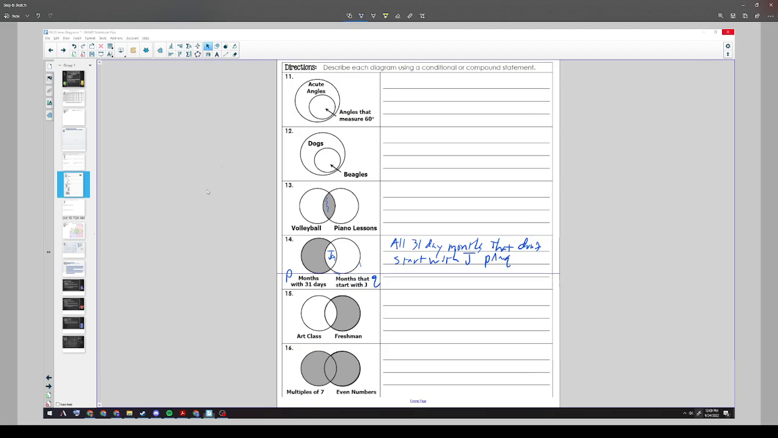Similar on the next one, this is all the freshmen who don't take art class. And then our last one is all numbers that are multiples of 7 or even numbers. So remember, if this is P and Q, this represents our disjunction of P or Q. Because or is inclusive, it could mean and or.